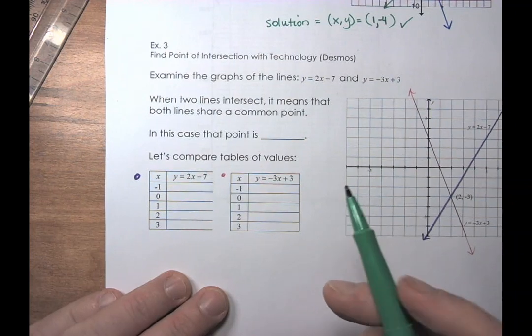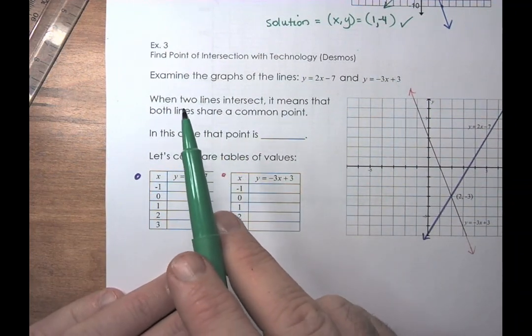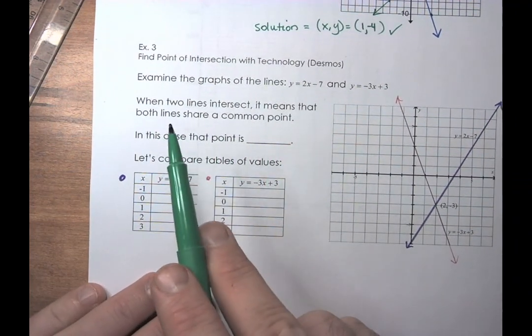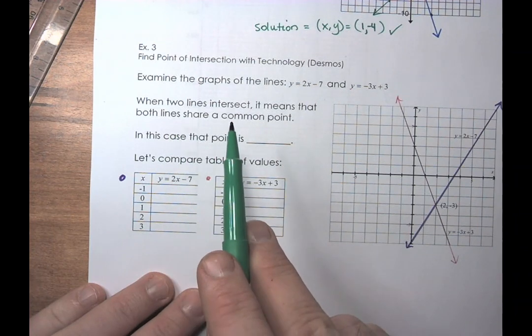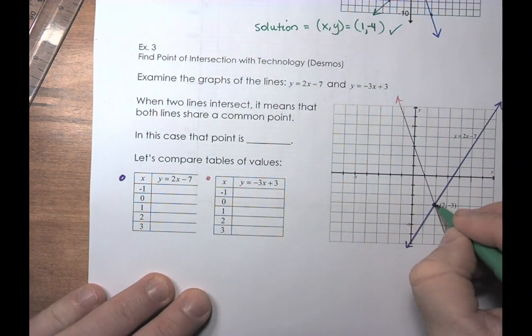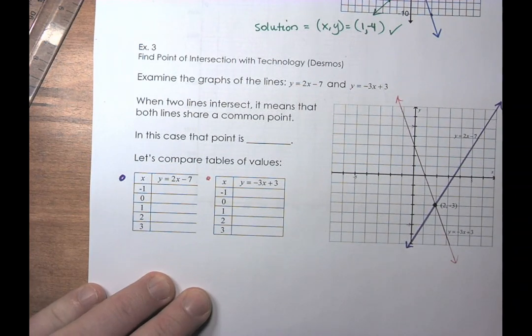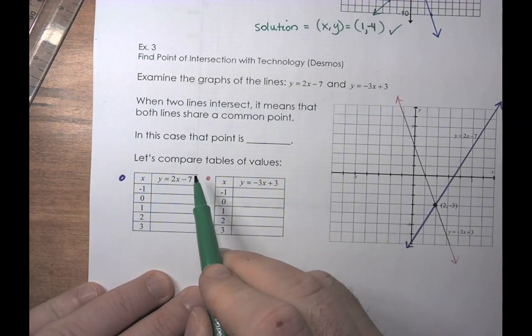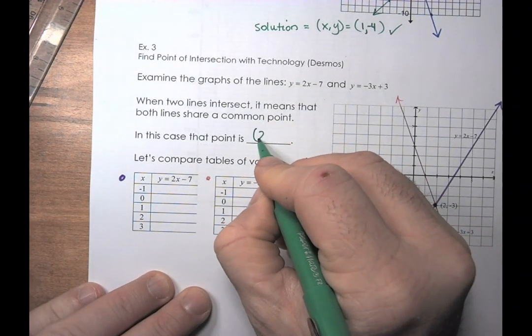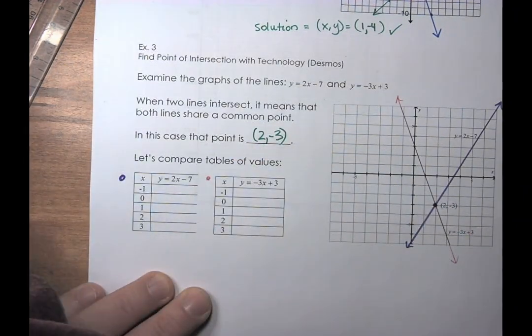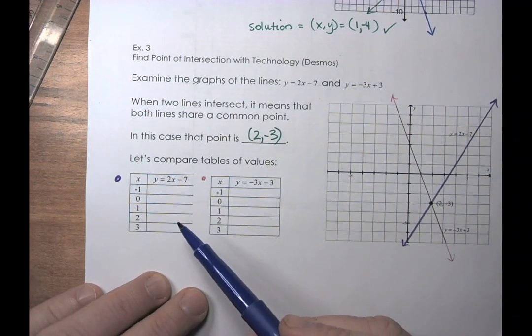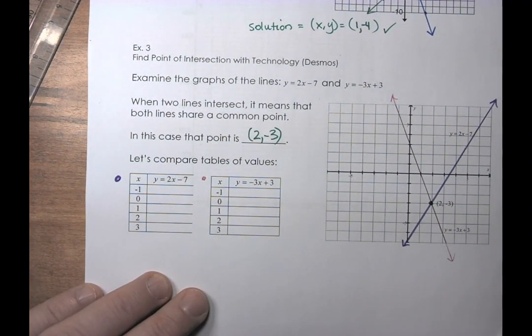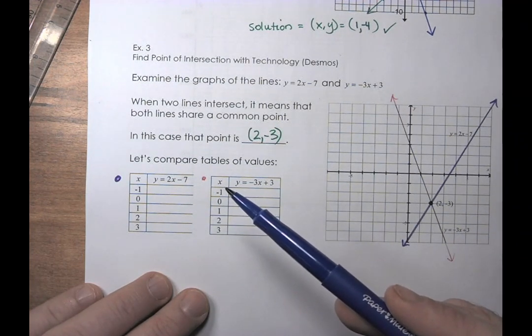And one of the other things that we can take a look at is when 2 lines intersect, it means that both lines share a common point. So as you see here, this point 2, negative 3 is going to be there. But we can also take a look at what would be the table of values. And the table of values is another way of checking our work. And technically, if we can graph this, we can get a table of values.